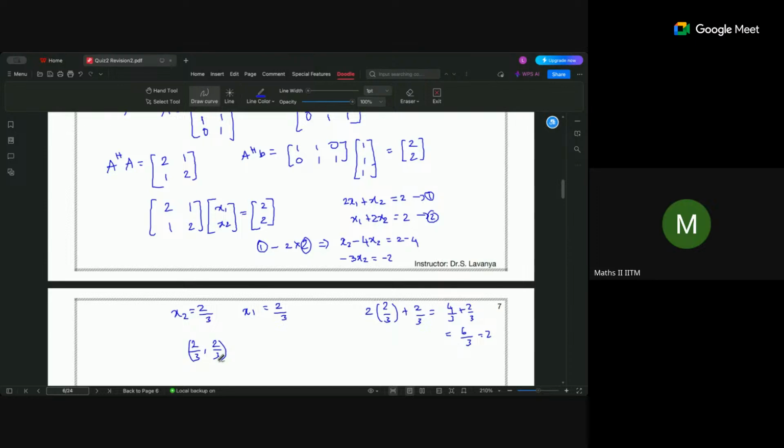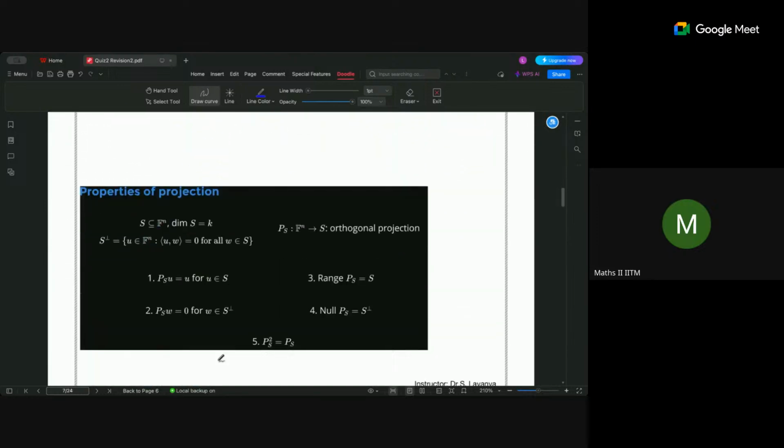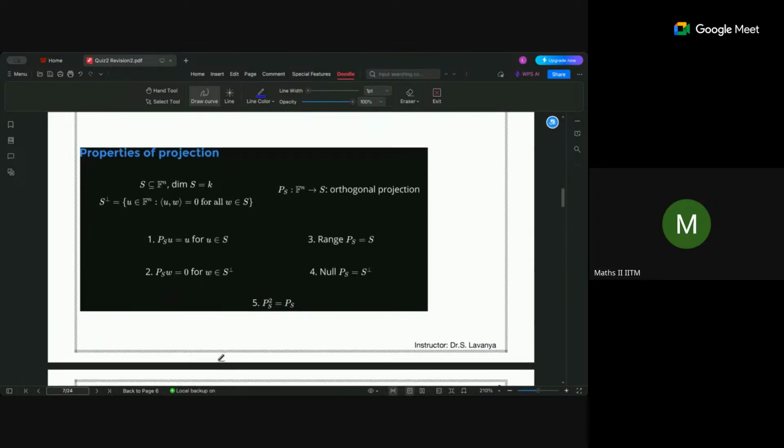So this is how you find the least square solution. Okay. Fine. So the next topic is: what are projections? Projections are again very important. Suppose you have a subspace S of Fn whose dimension is K.